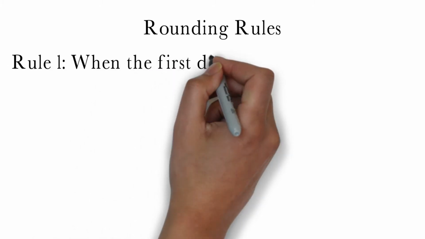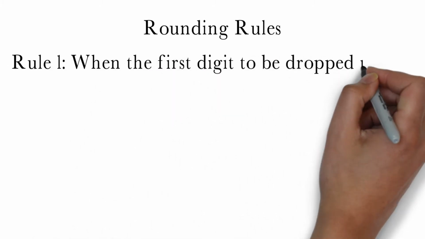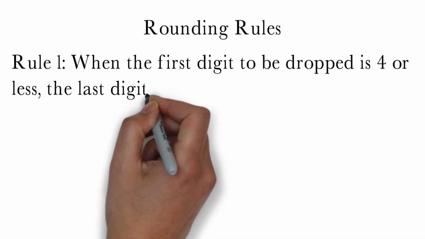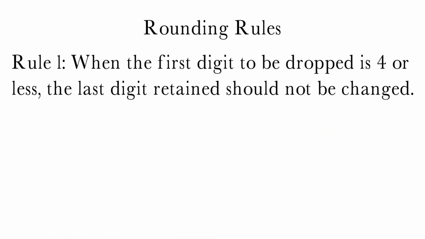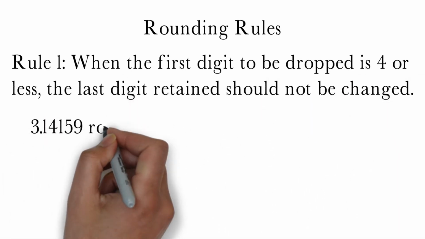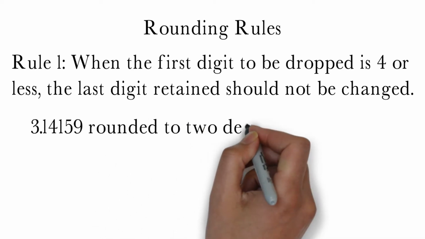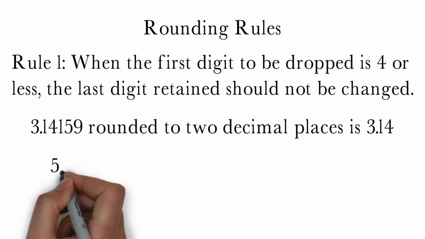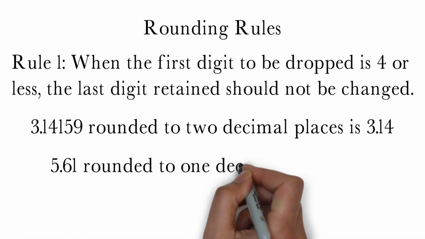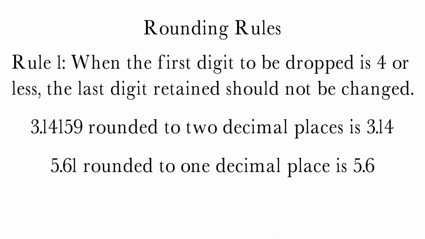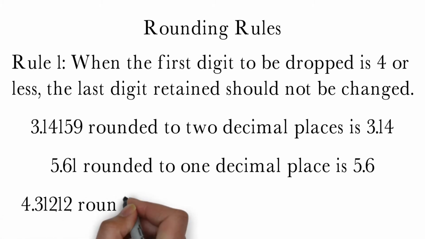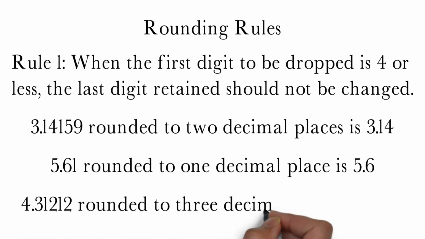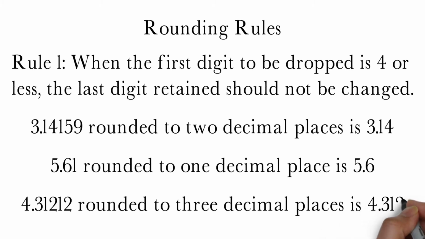Rule number 1. When the first digit to be dropped is 4 or less, the last digit retained should not be changed. For example, 3.14159 rounded to 2 decimal places is 3.14. 5.61 rounded to 1 decimal place is 5.6. And 4.31212 rounded to 3 decimal places is 4.312.